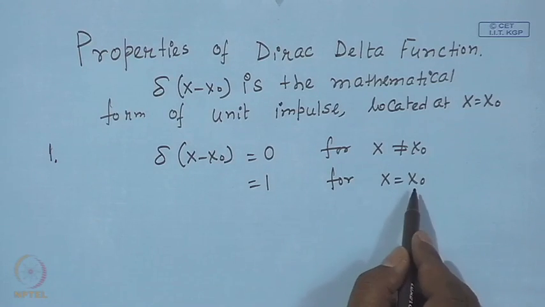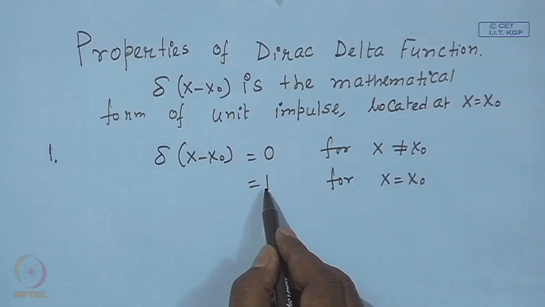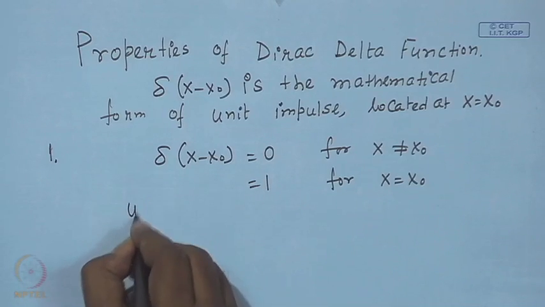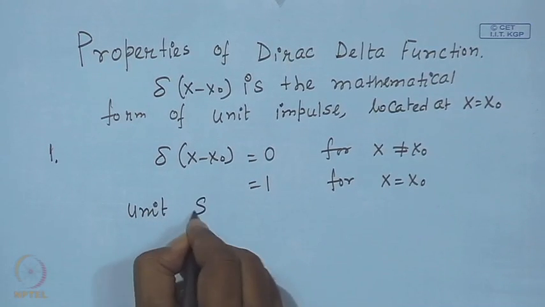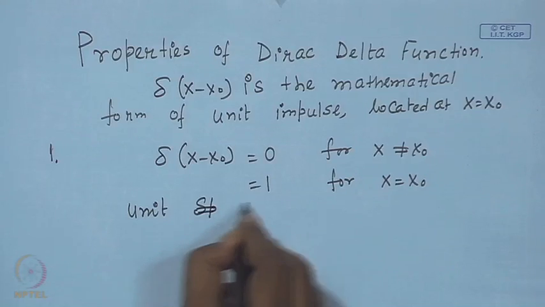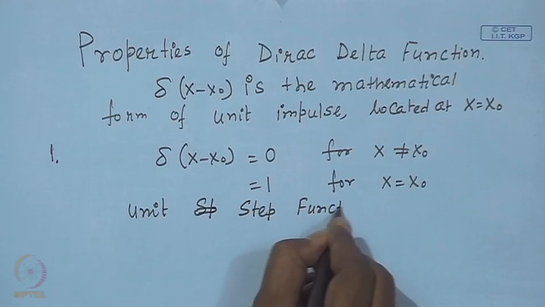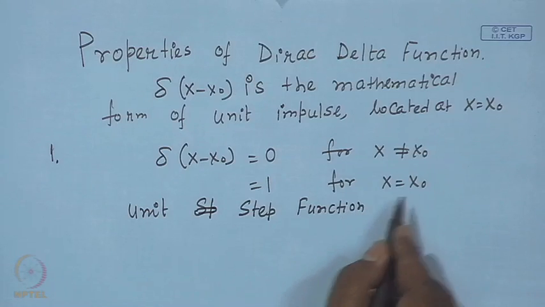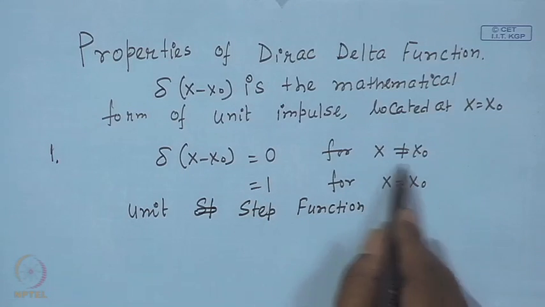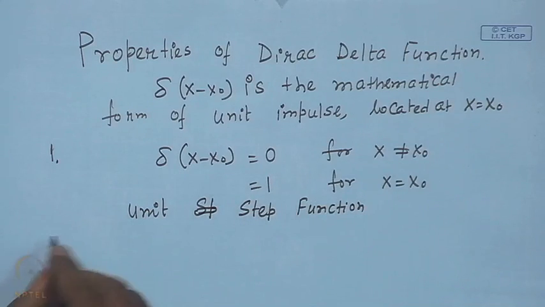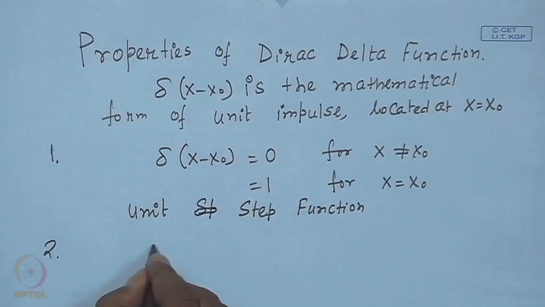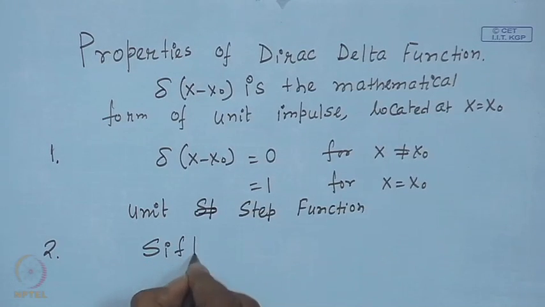So, at the location x equal to x0, this value is 1. So, it is called unit step function. At x is equal to x0, the value is 1. For the other values of x, it is 0. The second one is important. This is known as shifting property.